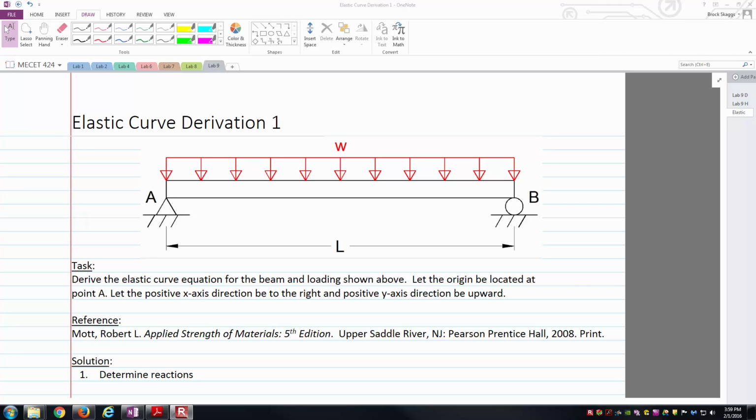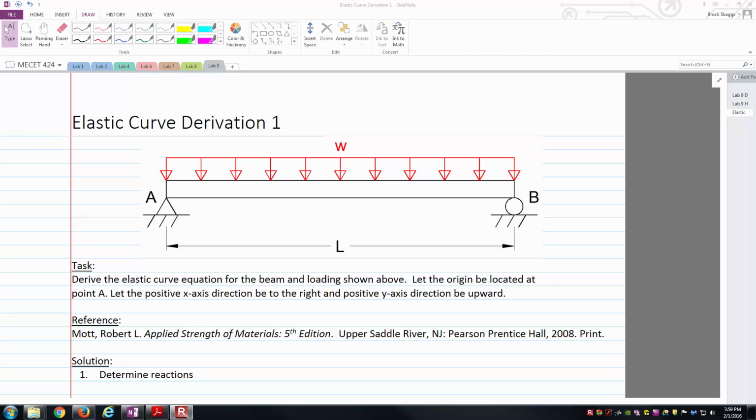One thing that I haven't explicitly drawn is where the origin is and the positive x and y directions. Well, I'm thinking the origin is at the far left end of the beam at point A, and the positive x direction is pointed to the right, and the positive y direction is upward.